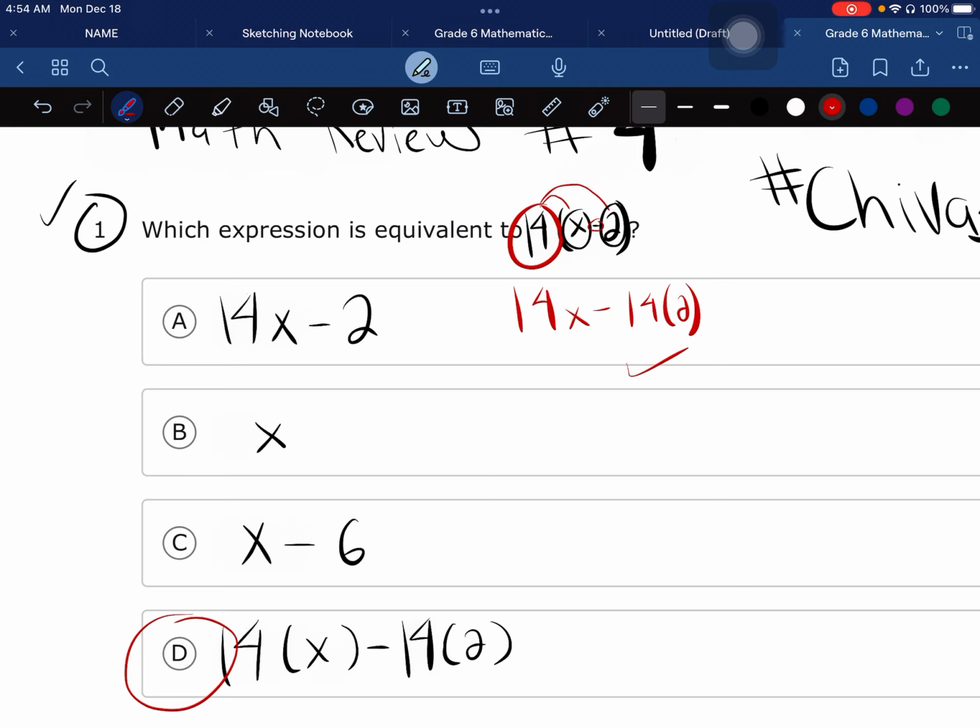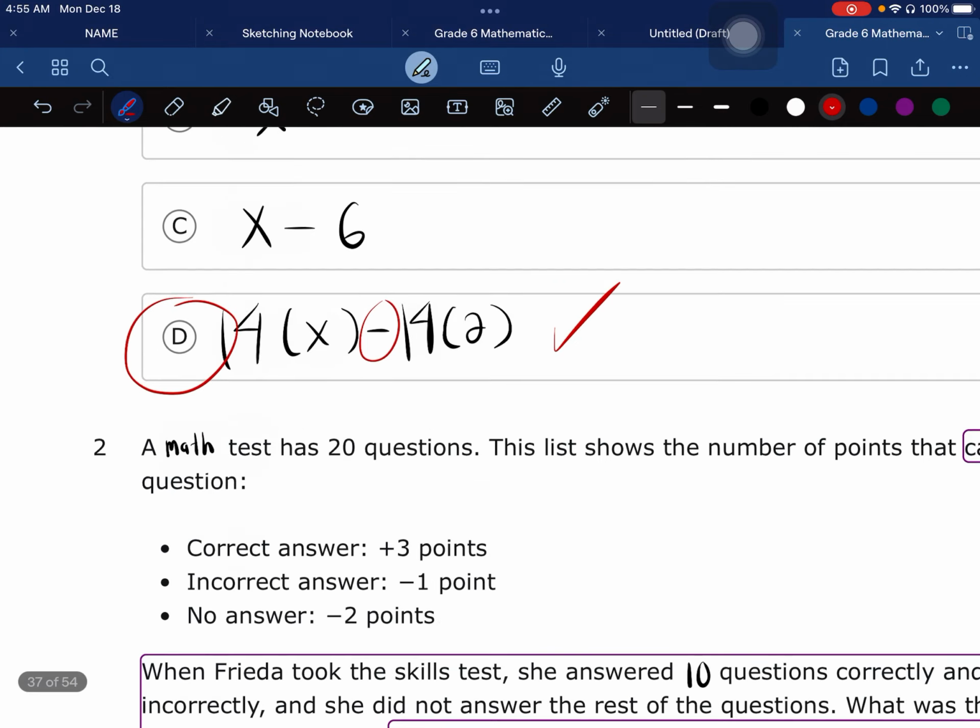We're not actually multiplying. We're not actually adding. The only thing we're doing is we're extending it. We're multiplying 14 with everything. Todo lo que estamos haciendo es extendiendo el 14 y lo estamos multiplicando por todo lo que está adentro, que es la X y el 2, y usamos el símbolo que está aquí, lo cual es el menos.